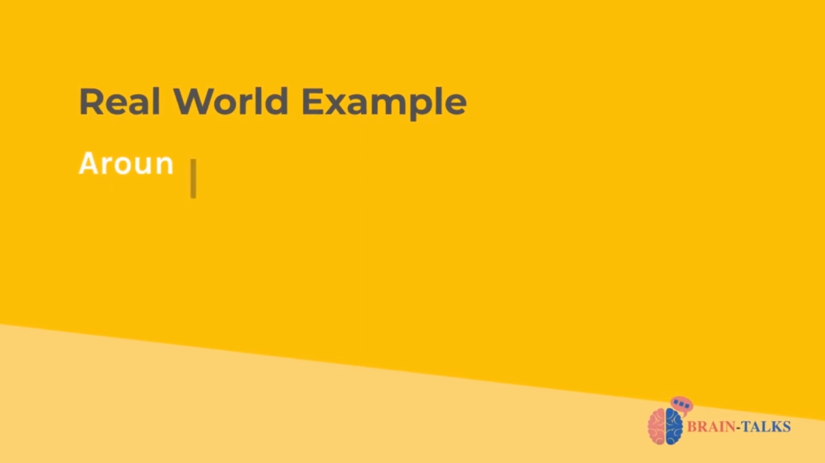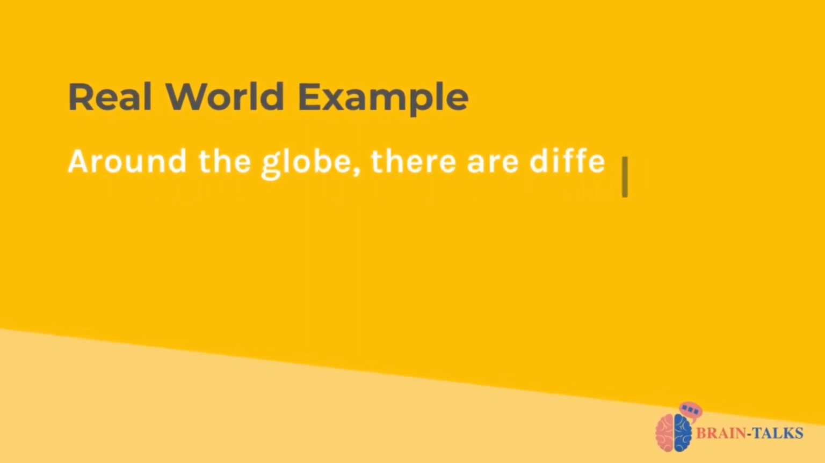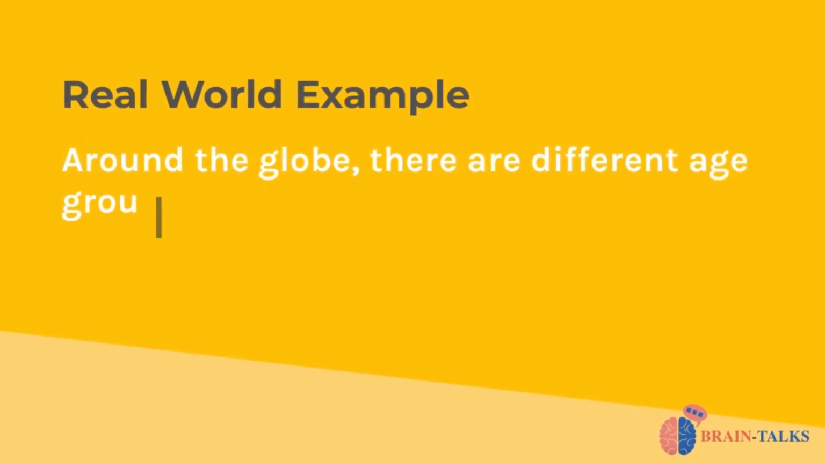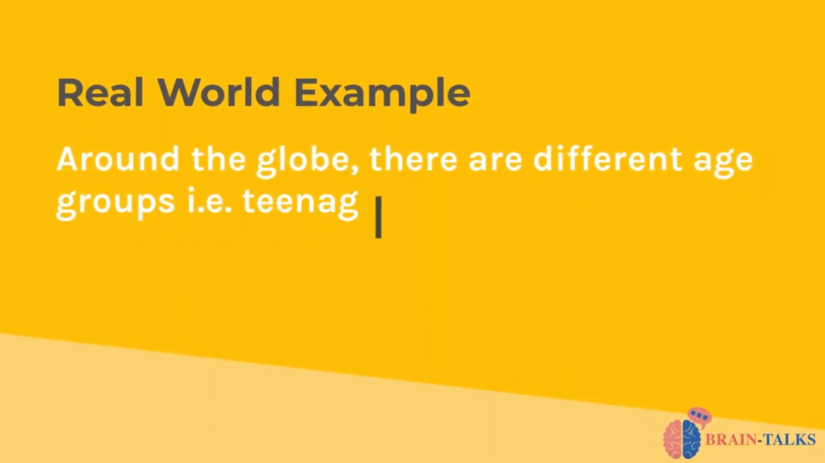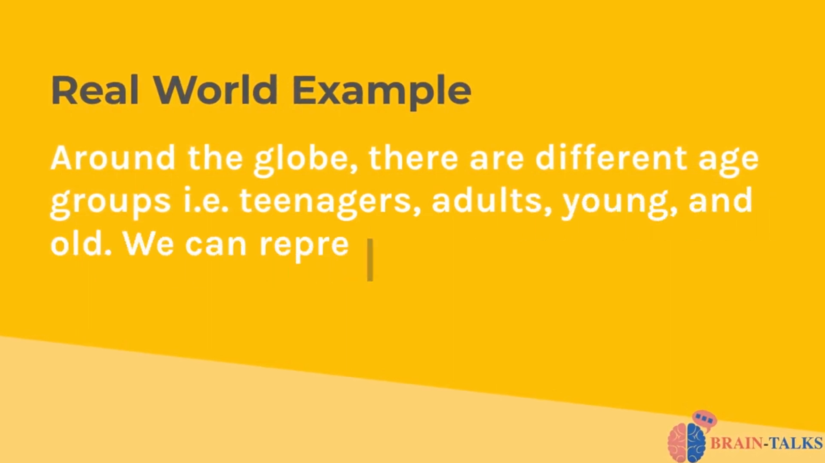Let's discuss the real-world example first. Around the globe, if we look, there are demographic differences; people have different age groups, like teenagers, adults, and old. And to represent the number of people in each age group, graphs can play a significant role and can make it simple and easy to understand.